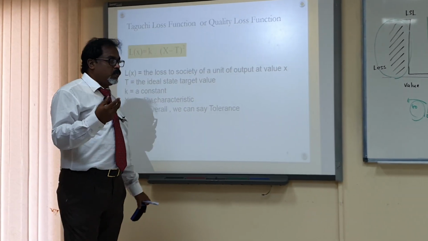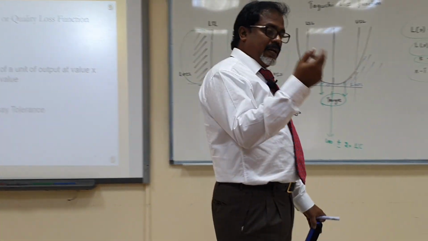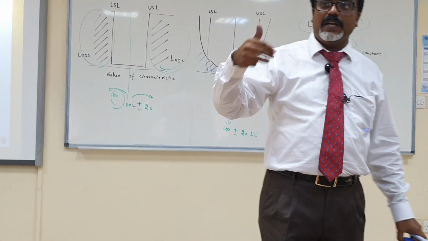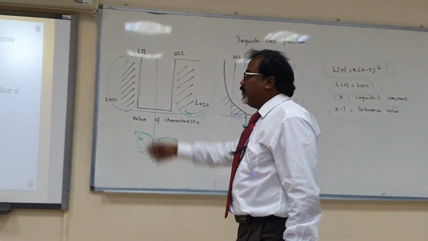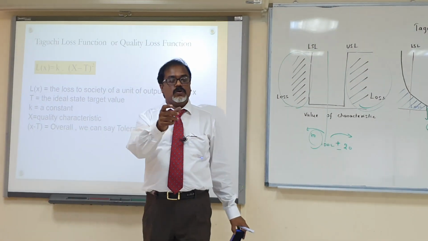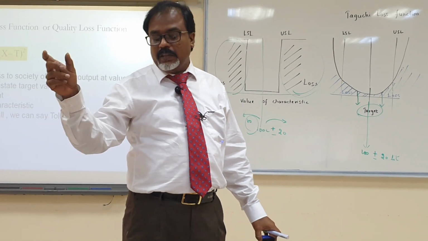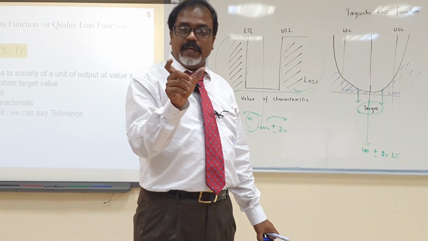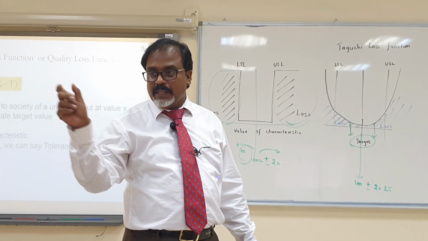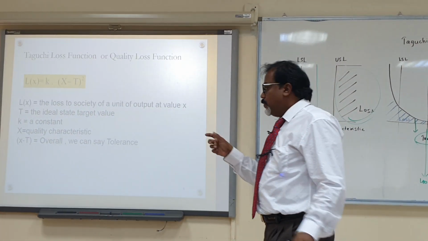Quality characteristic means what here? See, the target value is 100, so how much is the deviation? See, 105 is going. That 105 is called the quality characteristic. So x minus t: when 100 is the target and 103 is the quality characteristic, then 100 minus 103 is minus 3.